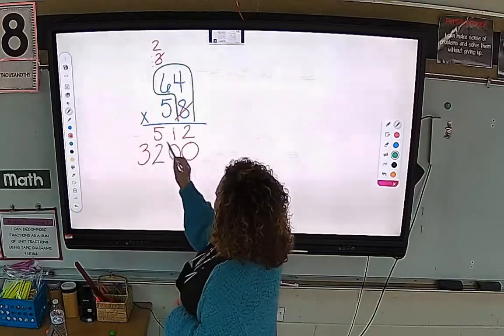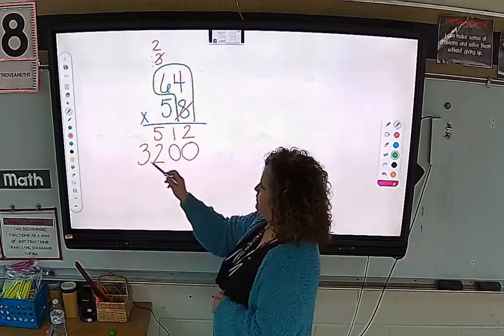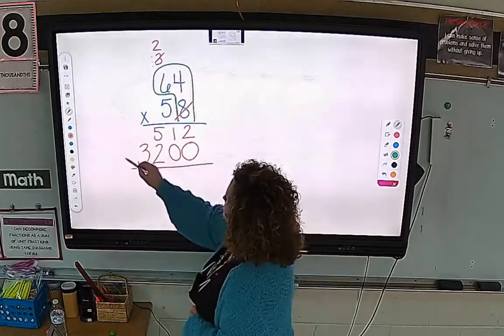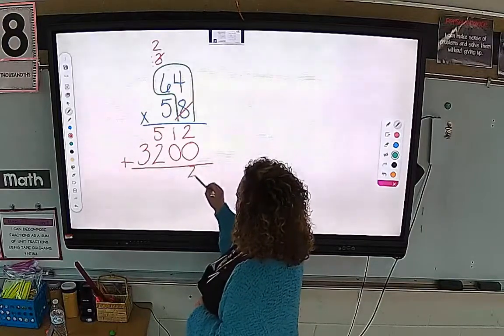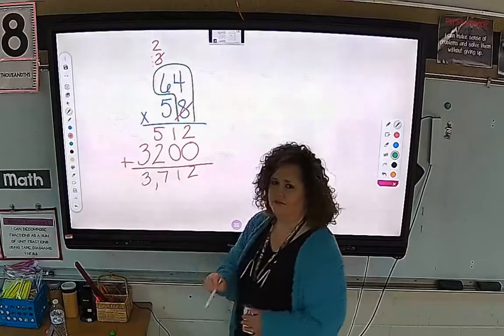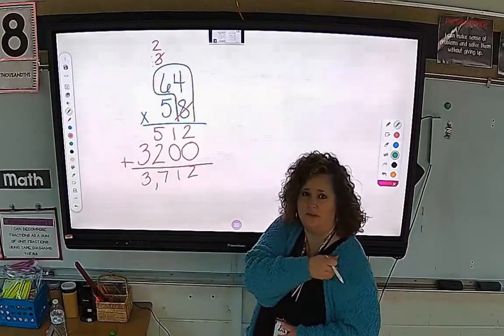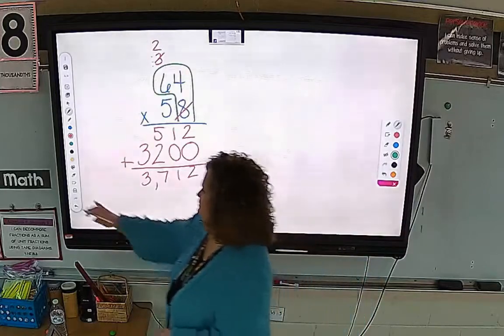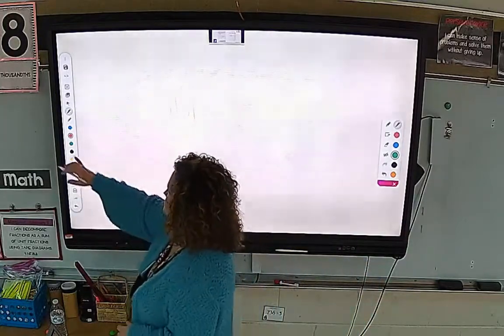So your top row would be 512, your bottom row 3,200, and then we would add all of those together and get 3,712 as our final answer. All right, let's move on to division.